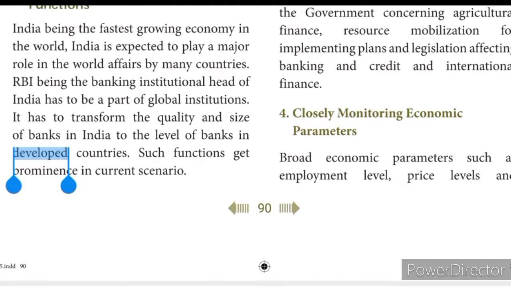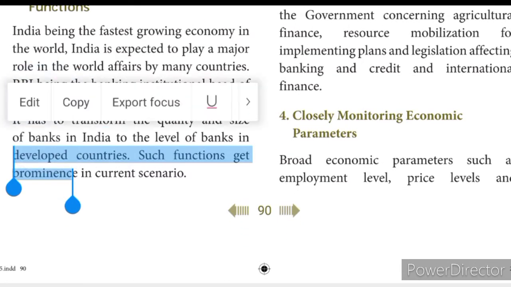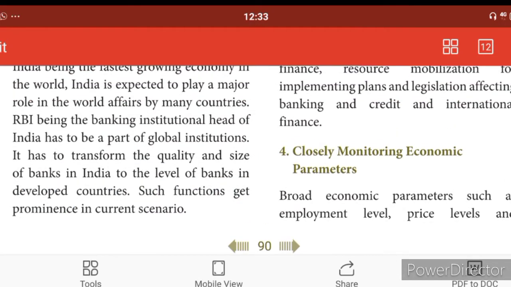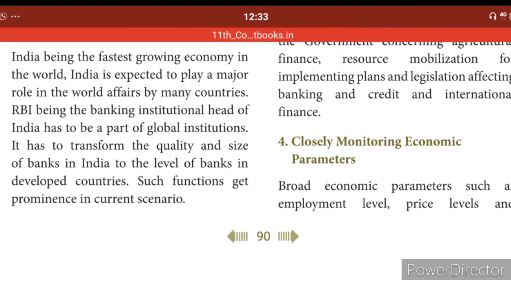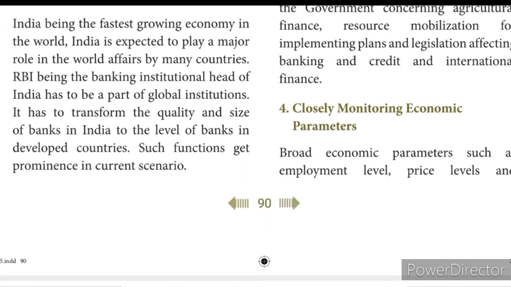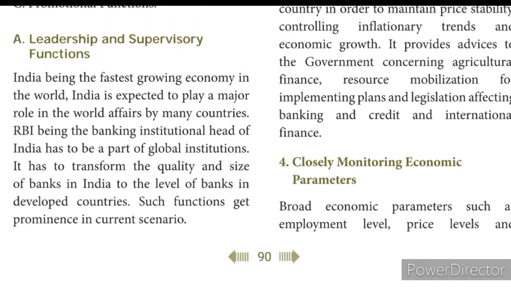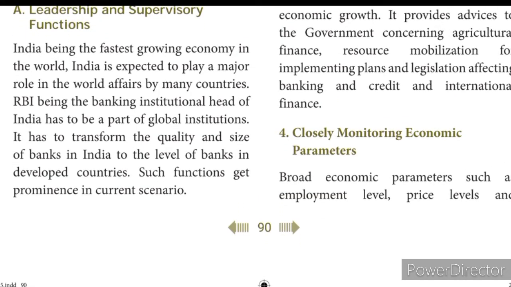Since the RBI is the banking institutional head in India, it is a part of a global institution. What it has to do is transform the quality and size of the banks in India to the next level. It has to do that because we are still a developing country, isn't it? So RBI has a major role. It is the role which plays for finance. The RBI has to promote business in our country. So such functions get prominence in the current scenario.